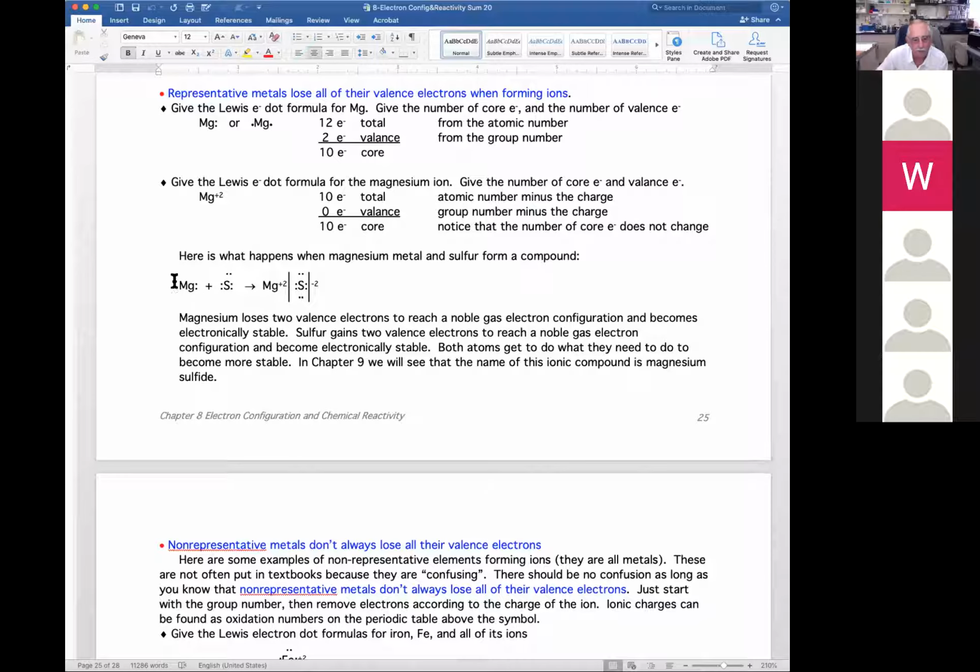So this is not like a noble gas. It's 2s2. Now it is like a noble gas. Same thing here. This is not like a noble gas. It's S2P4. If it gains 2 more, it becomes S2P6 like a noble gas. So now these two are stable.